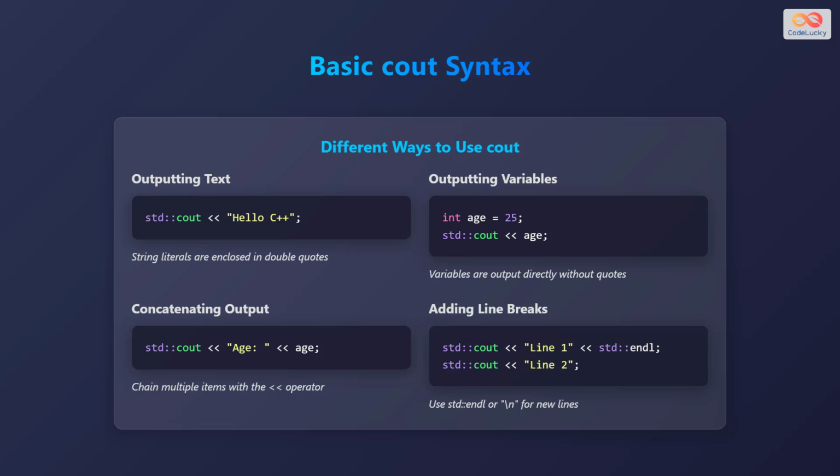We can concatenate output by chaining multiple items together with the insertion operator. For example, std::cout << "Age: " << age. This will output "Age:" followed by the value of the age variable. Lastly, to add line breaks, we can use std::endl, or a new line character, which is \n. For example, std::cout << "Line 1" << std::endl << "Line 2\n".